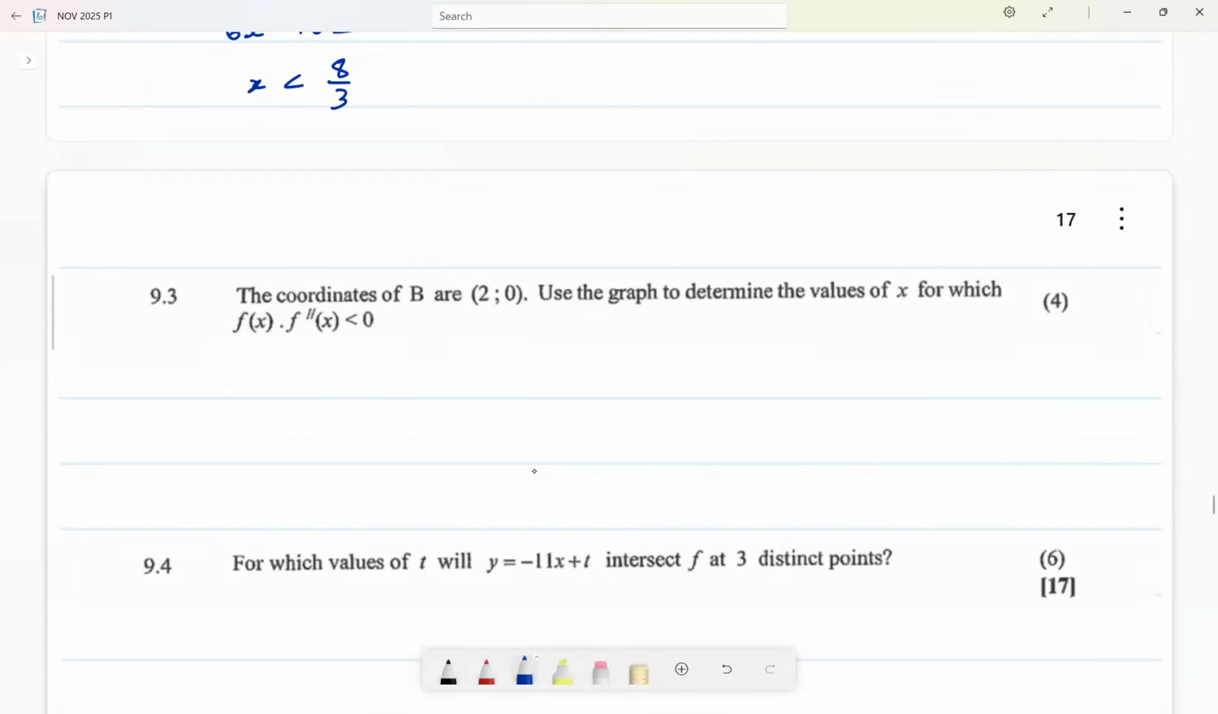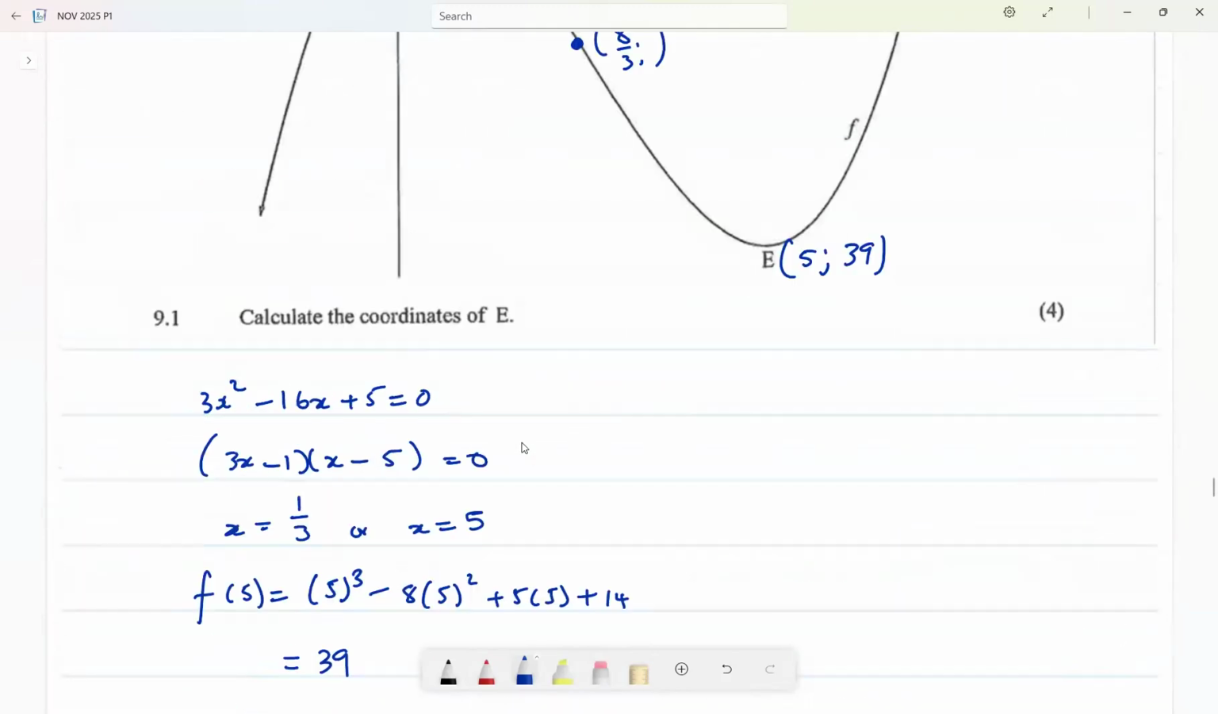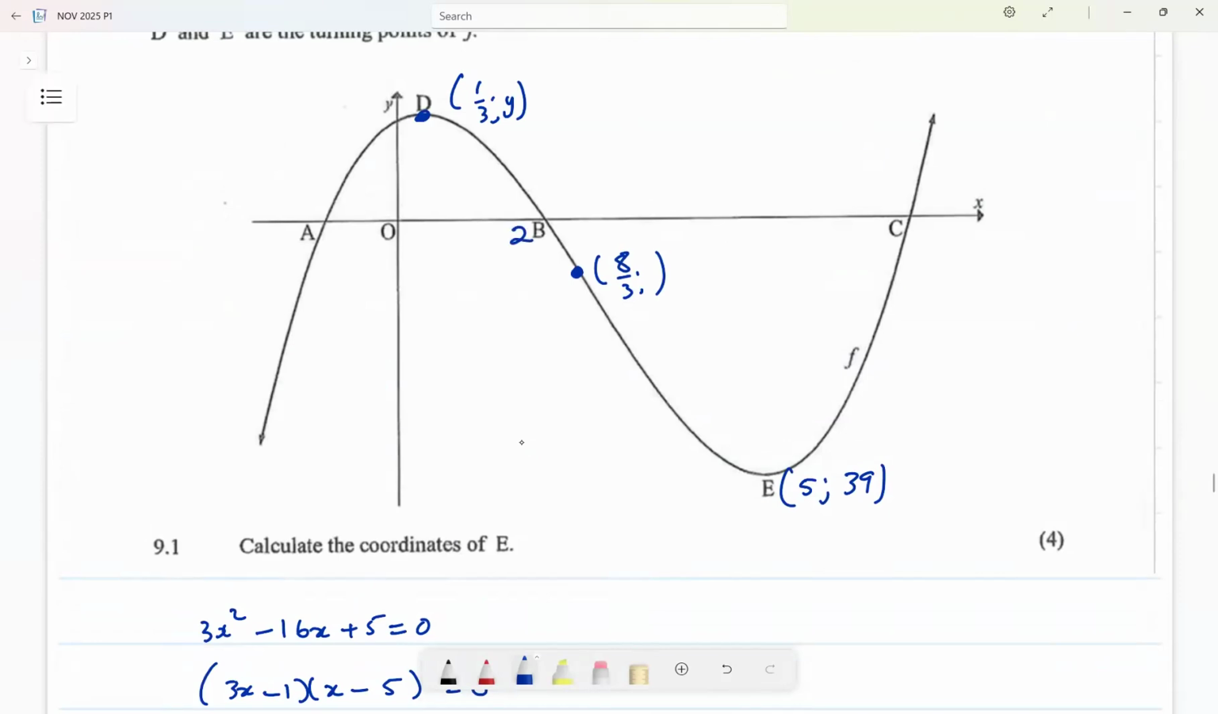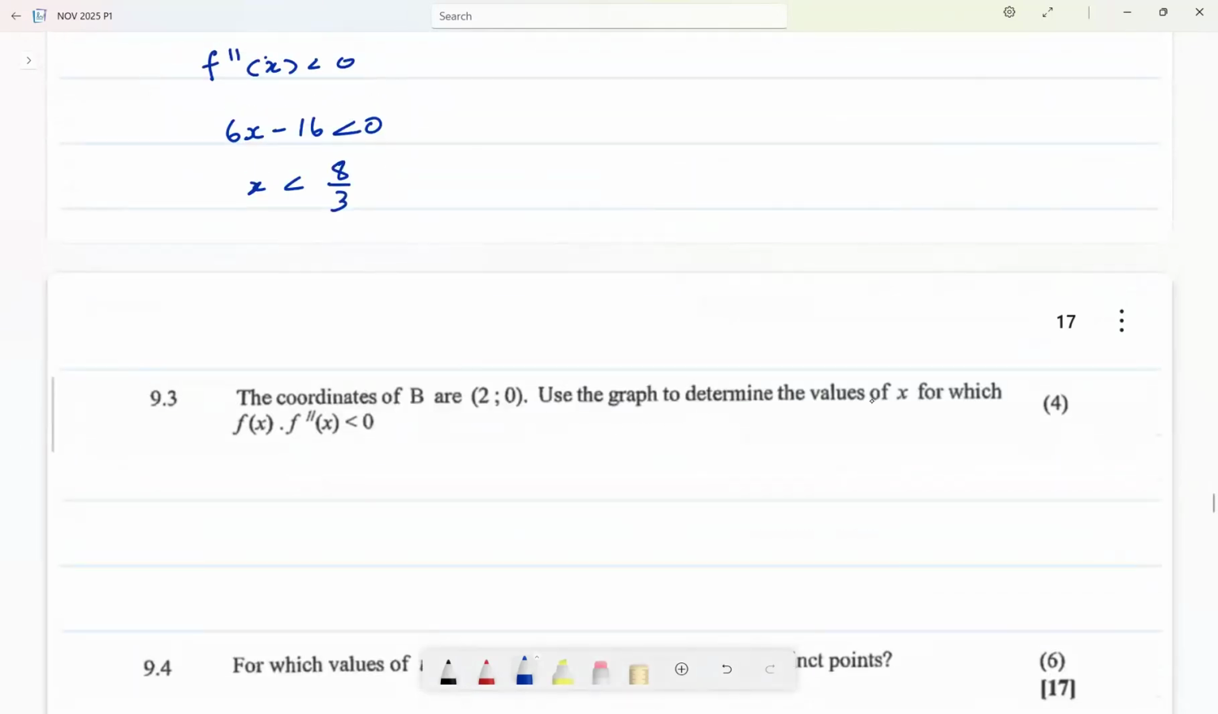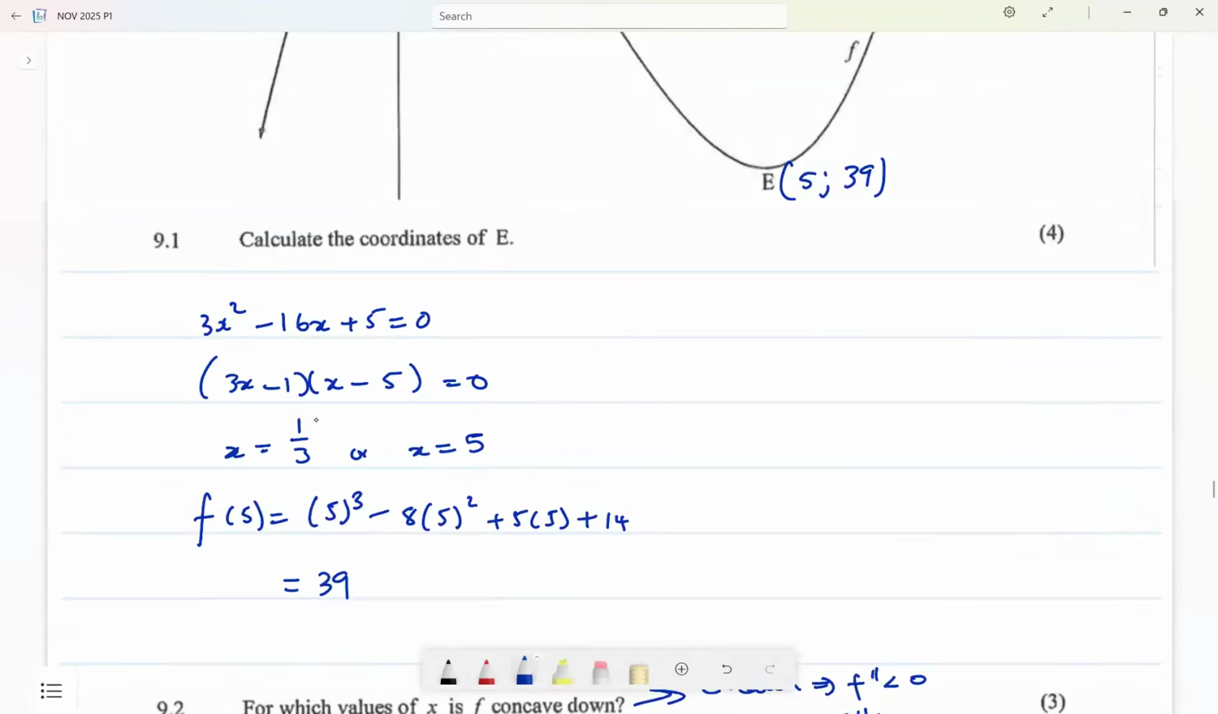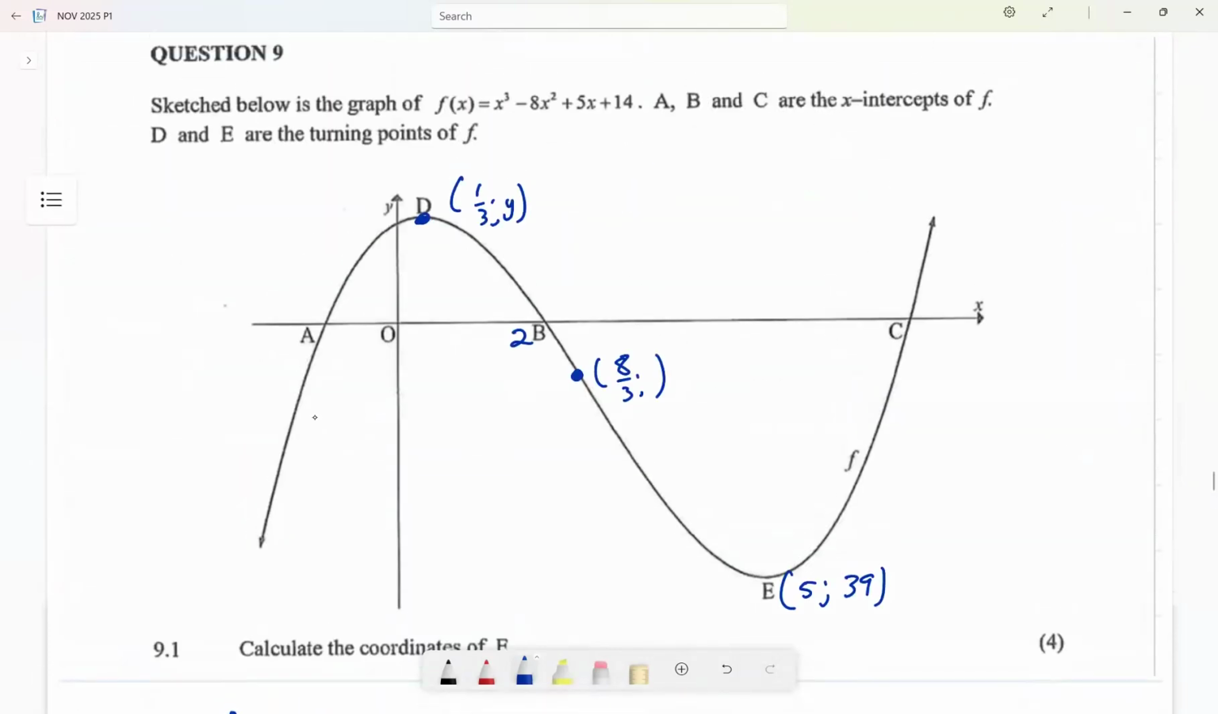Now, 9.3 says the coordinate of B are 2 and 0. So we have 2 here as the x-intercept. Use your graph to determine the values of x for which f(x) multiplied by the second derivative is less than 0. So I need to draw the graph of my first derivative and the second derivative rather. When I derive my cubic function, it's going to give me a parabola like this, and the point of inflection is going to be the turning point.